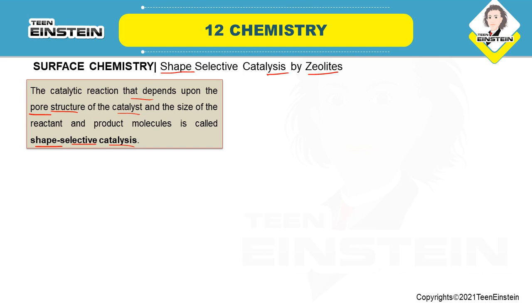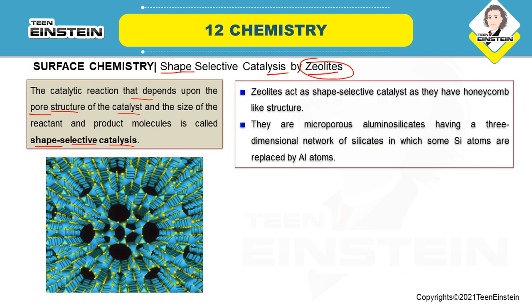Now under this topic, a very good example is zeolite. So what is zeolite, that we have to know. Zeolites are basically shape selective catalysts because they have a honeycomb type of structure. You can understand from this structure, there is a honeycomb type of structure, some pores are present. So all these are pores. So this is a three-dimensional structure.